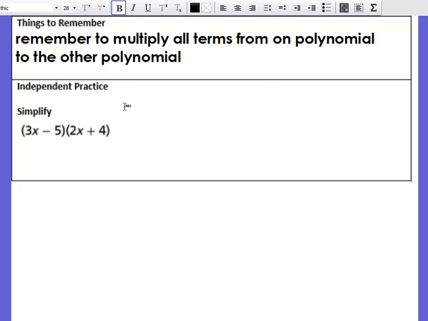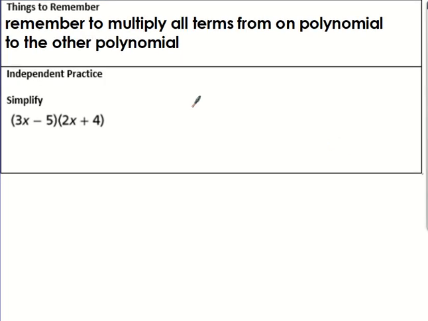Okay, so here's your independent practice. I'm going to let you decide which way you want to do it, table method, FOIL method, or the broken up distributive method. So I showed you 3 ways, so you can decide any way you want to do this.